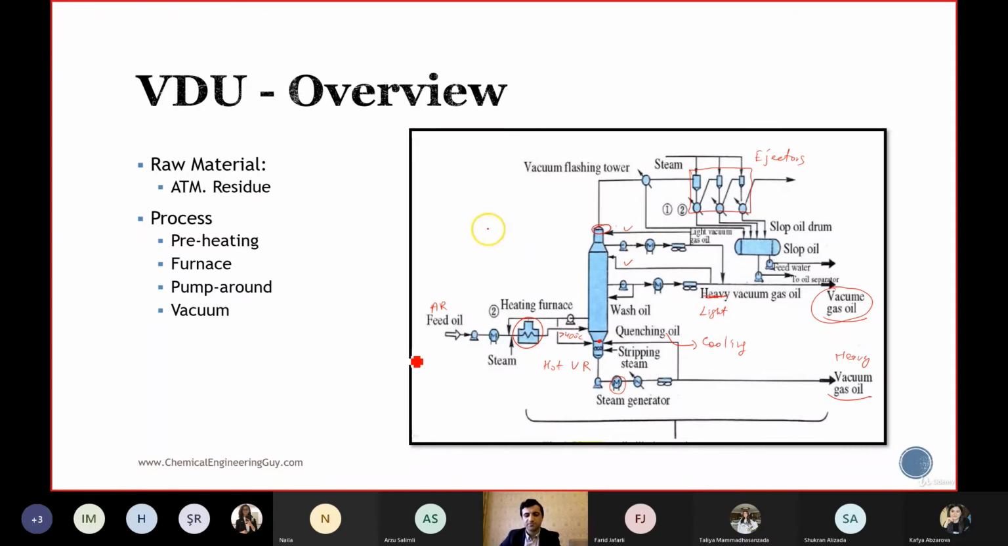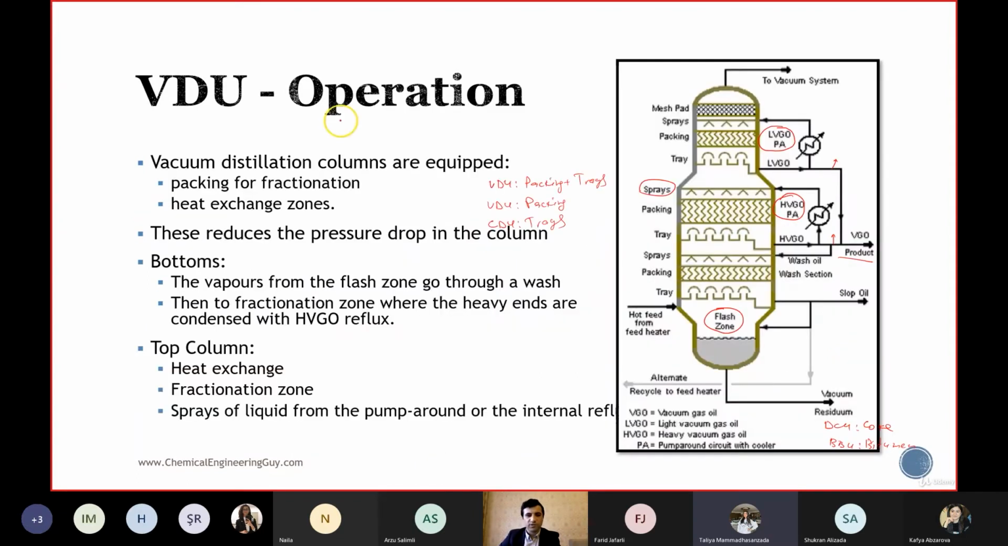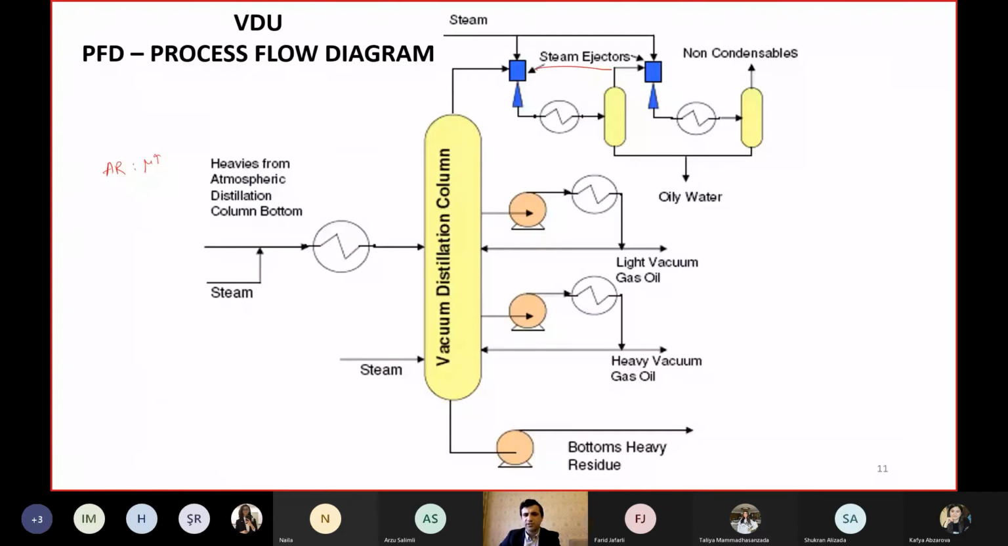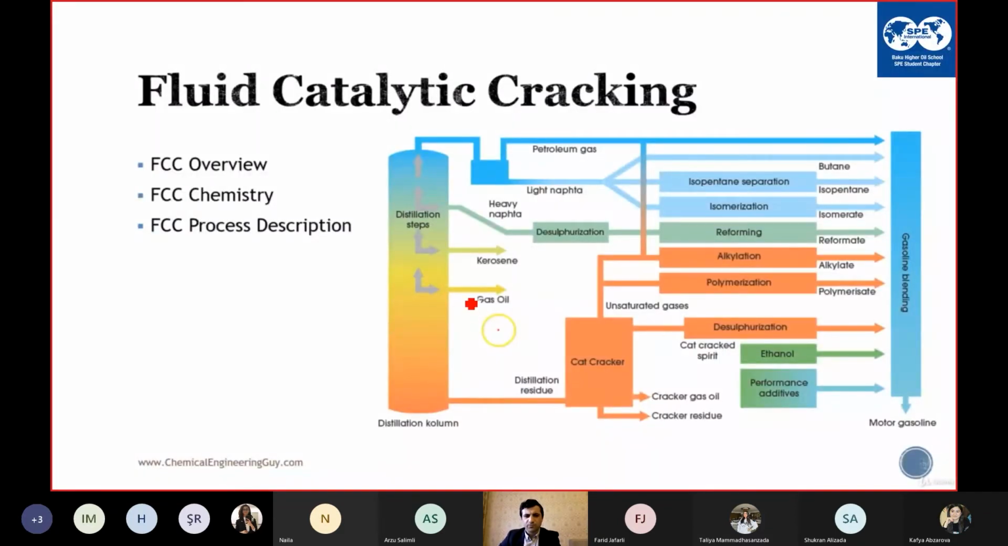So is it clear? Yes, it's clear. Thank you very much. Thank you for the question. Now I will continue with the fluid catalytic cracking. From the distillation column, we have the VGO here. And what we said is that from the VGO, LVGO, light vacuum gas oil, and HVGO, heavy vacuum gas oil mix, VGO is sent to first hydrotreating, which I will talk about later, and then the catalytic cracking, which we will call FCC.